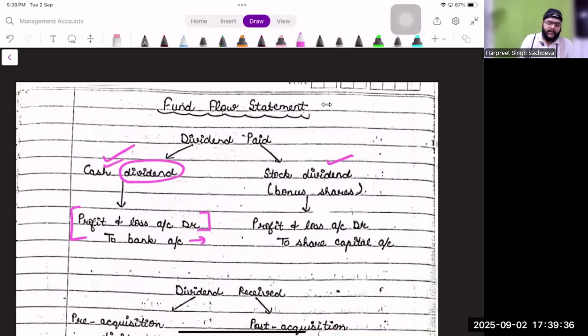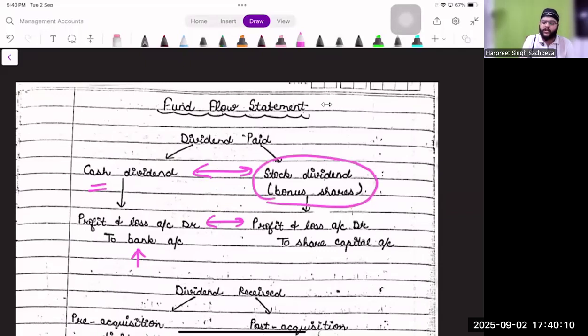ठीक है? For the case of stock dividend, company can also give the share of profit in the form of shares. So the entry will be profit and loss account debit to share capital. In both the cases, we are paying dividend. Dividend देना, अपने profit का share shareholders को pay करना, and profits will be distributed. So P&L account debit, and when you are paying cash dividend, you will credit bank account. And when you are giving stock dividend in the form of bonus shares, share capital will be credited.